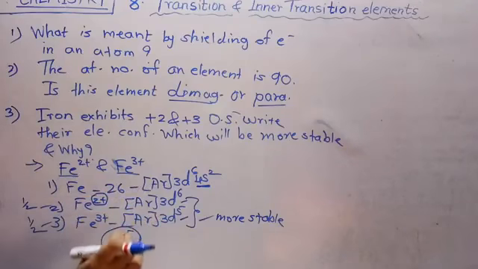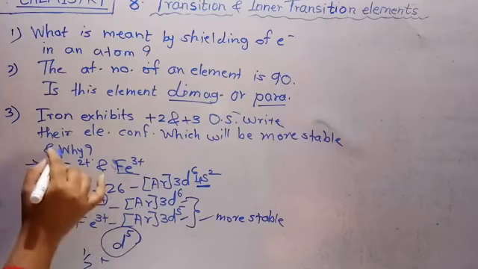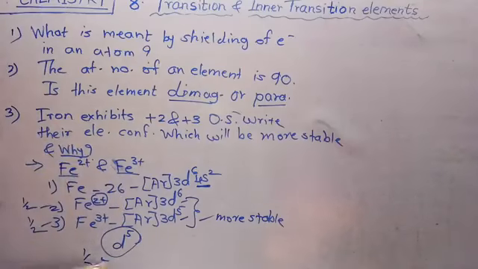You write that the ion in the 3+ oxidation state is more stable. You get half a mark, and you explain the answer why, which gets the other half mark. Clear? Then there is the next question.